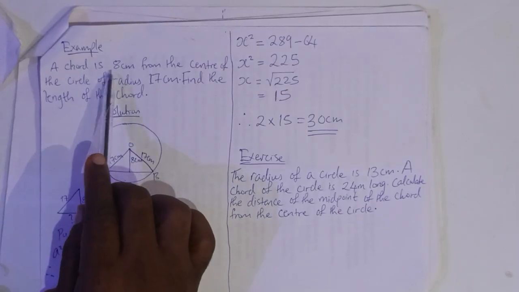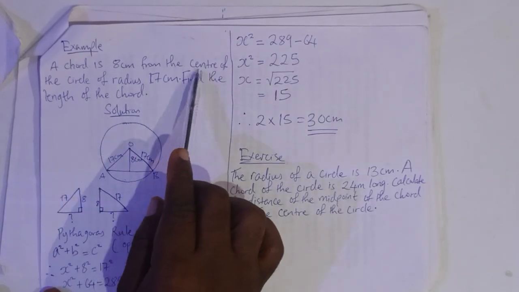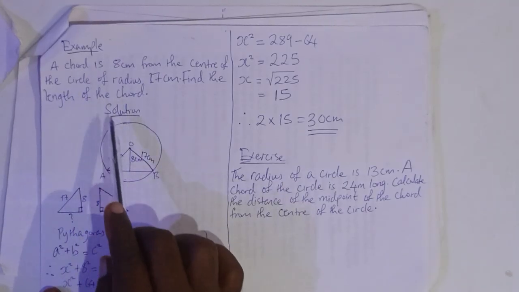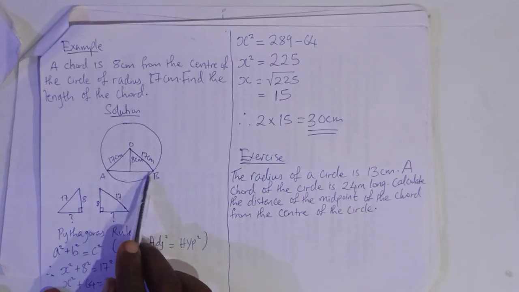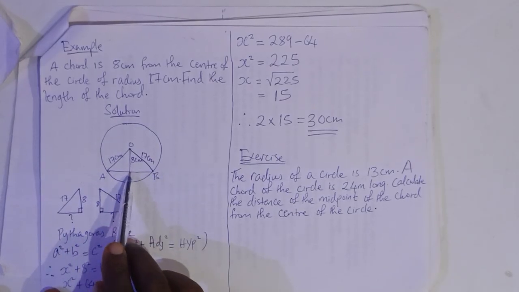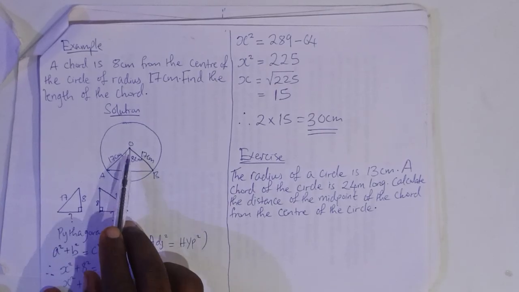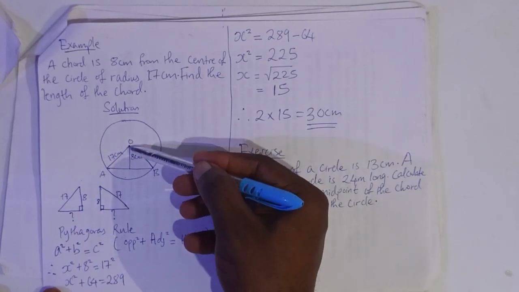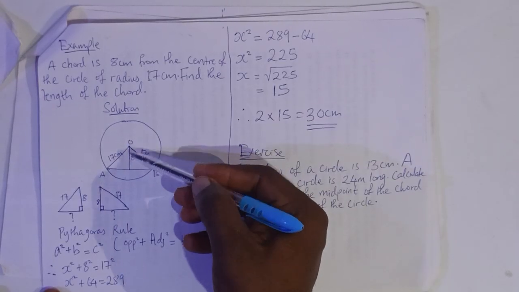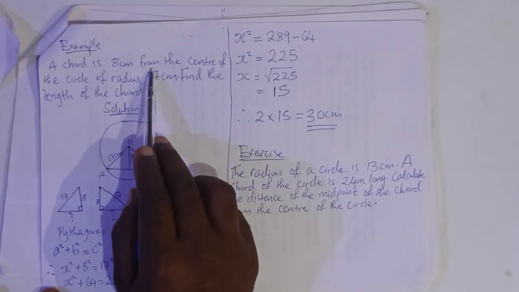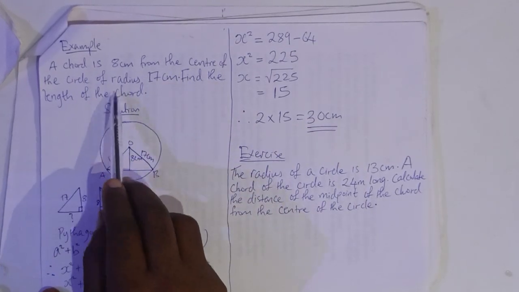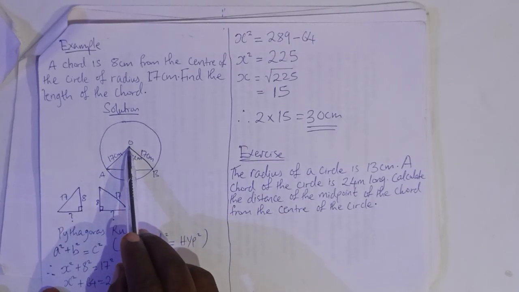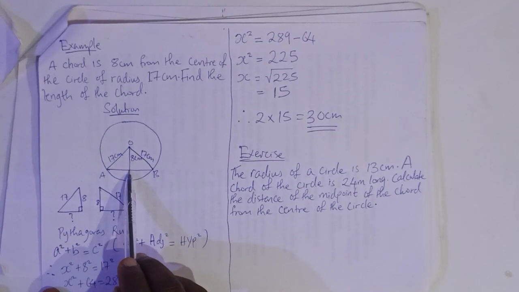A chord is 8 centimeters from the center of the circle. So there is a circle, there is a chord, AB. Length AB is the chord. Now it says that the distance between this chord and the center of the circle is 8 centimeters. So when it uses that term, 8 centimeters from, it means the distance between the chord and the center of the circle is 8 centimeters. So that line that connects the chord and the center of the circle measures 8 centimeters.